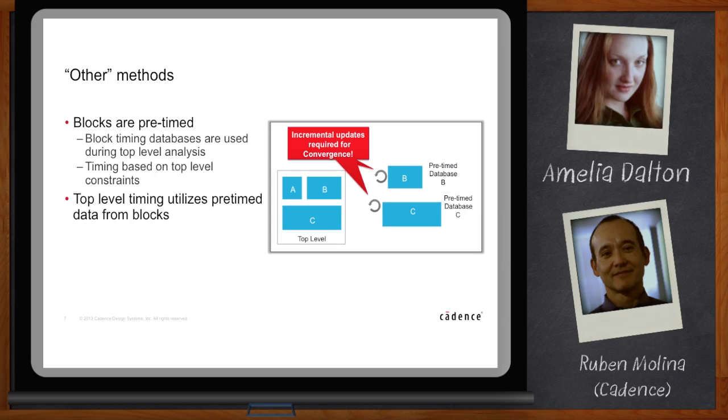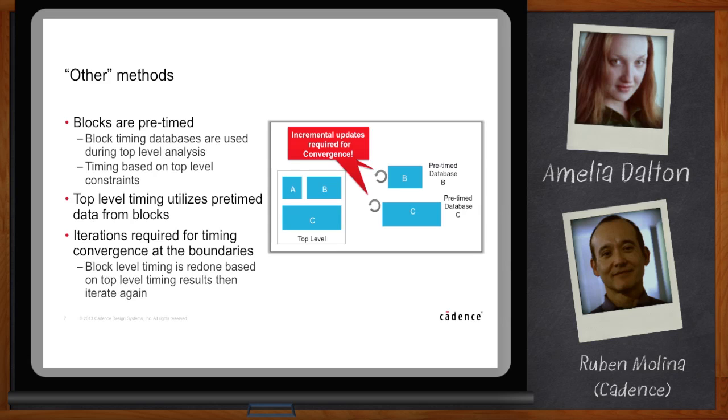The problem with it is that, at the block level, you're basically timing this block based on some assumptions about what's happening at the top level. At the top level, you're timing flat, and you're utilizing a database at the block level that was based on incorrect top-level assumptions. So what has to happen in this approach is that you time the blocks, preserve the timing databases, then use those at the top level, time the top level, refine the constraints after you've done the timing, redo the block level using these new constraints, then save the databases. So it's an iterative approach.